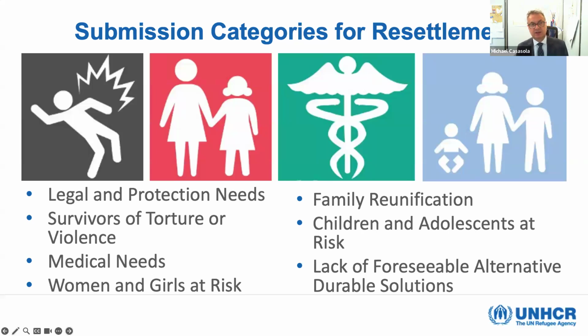Women and girls at risk. Women and girls at risk is a category that's to acknowledge gender-based persecution and acknowledge that there are certain forms of persecution unique to women and girls, and to help encourage a proactive effort to try to find solutions for them. Somewhere in the 10 to 20% of all the referrals we made to Canada last year were actually women and girls at risk.